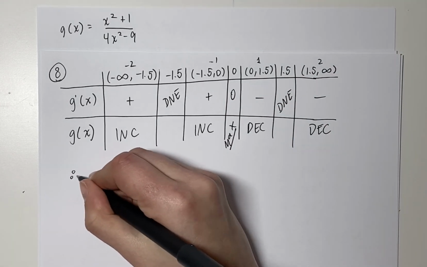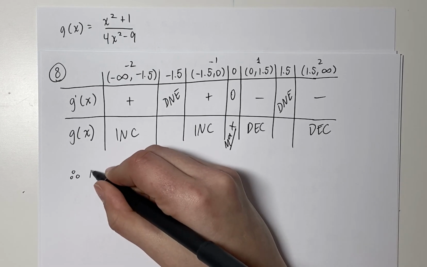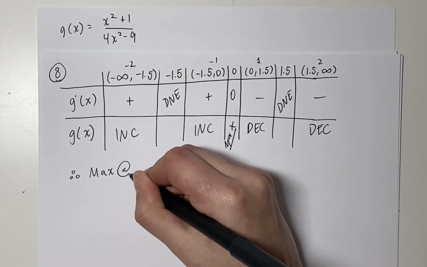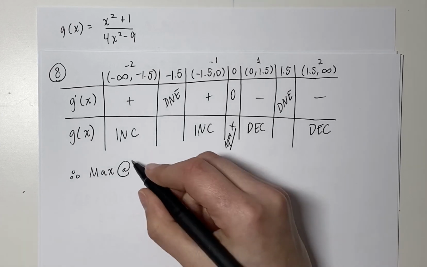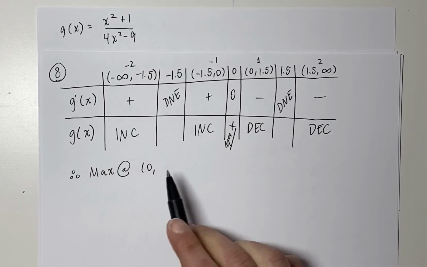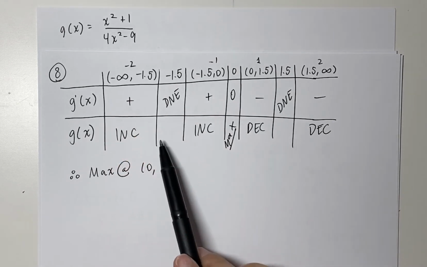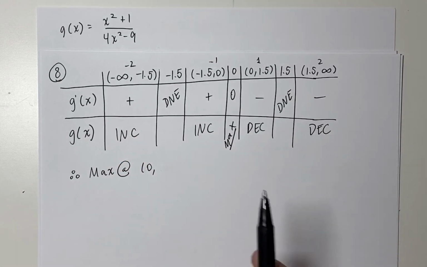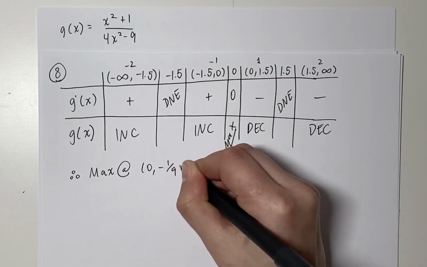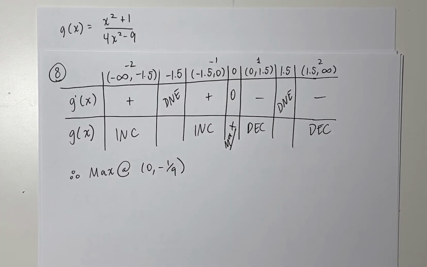So therefore, the maximum is going to be at 0. And then if you just want to sub our 0 back into this function so that we know our y value, we're going to get negative 1 over 9. So that's our maximum point.